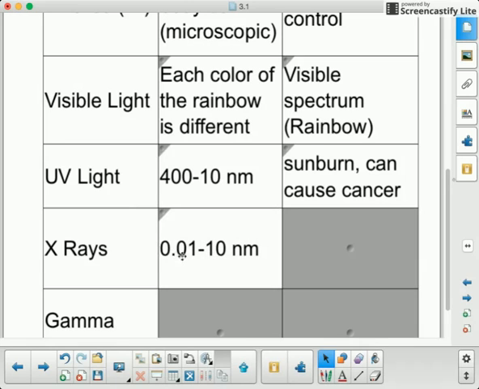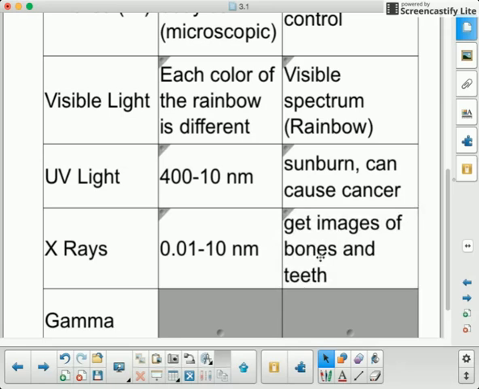X-rays range in wavelength from 0.01 up to 10 nanometers, so very small, very high energy. And we've all had experience with X-rays. They're used to get images of bones and teeth. The way they work is that those rays pass through the soft tissue on your body, the muscles and tendons and ligaments. They're reflected by the harder, more dense bones, and so that's why those show up bright white in the X-rays.